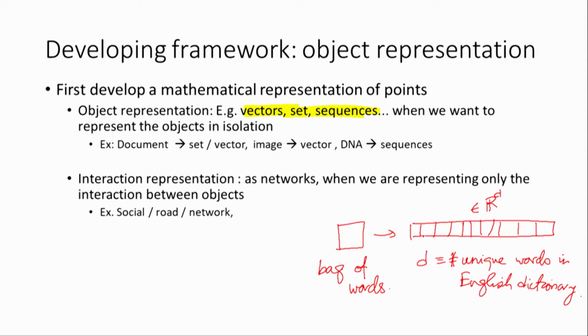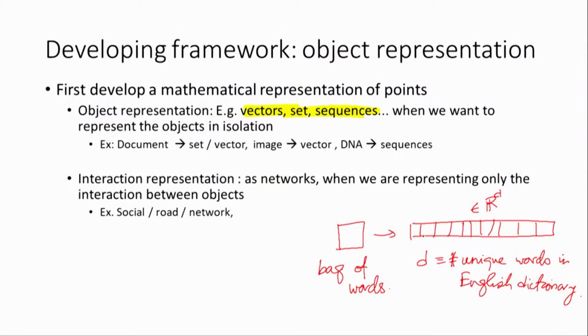Image. How do I go from an image to a vector? Pretty easy. Basically, you can think of an image as a two-dimensional thing. Just linearize it into a vector and then put in some value in that vector, either an intensity value if it's a grayscale image, or some RGB values, some combination of that. From a DNA or from a time series, we get a sequence, right? That's yet another mathematical representation.